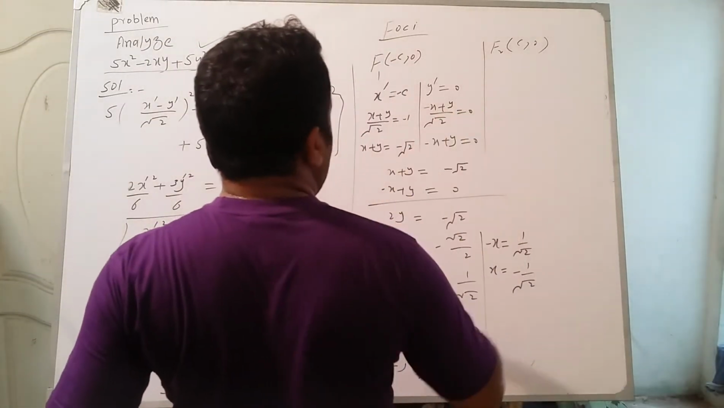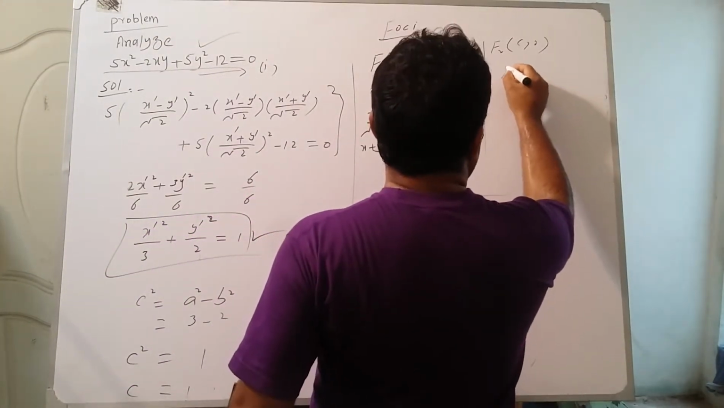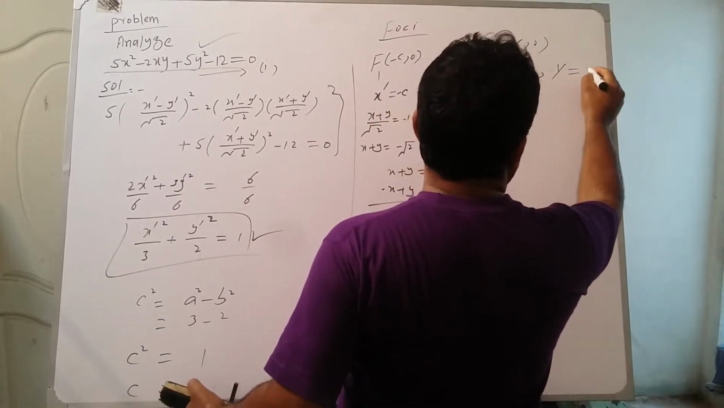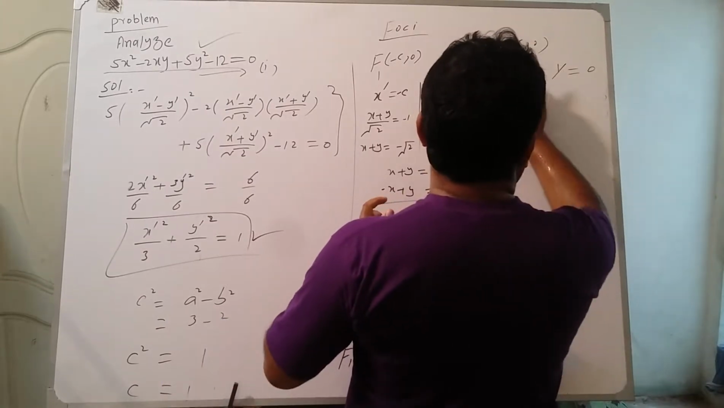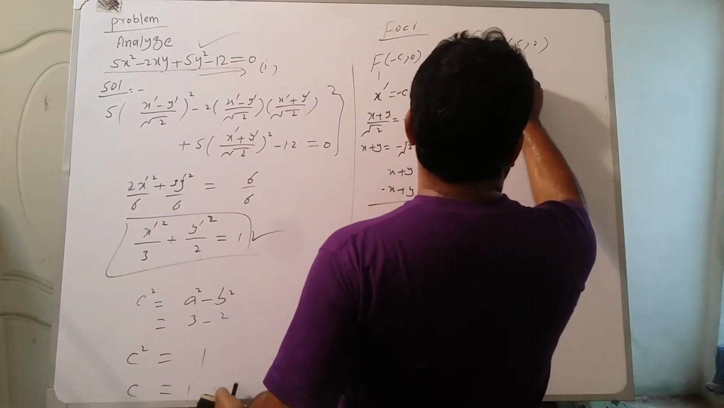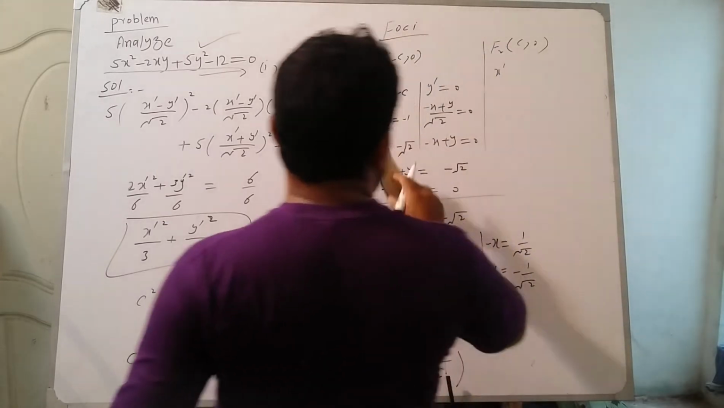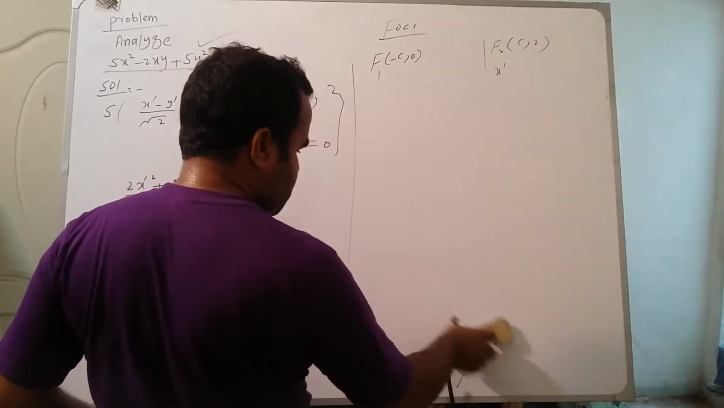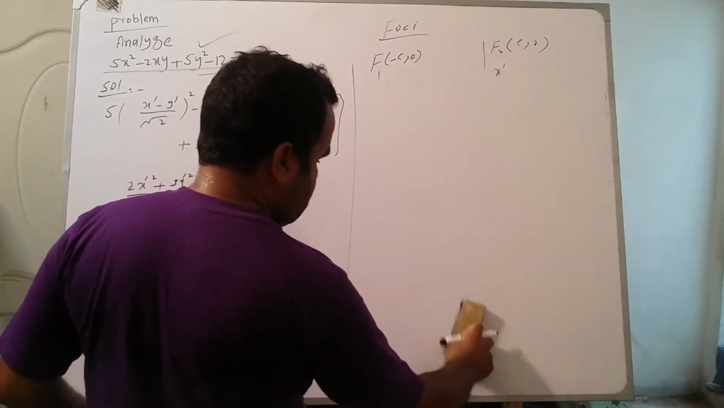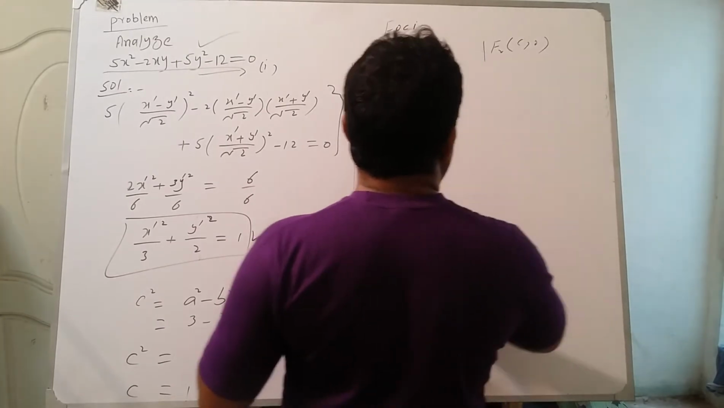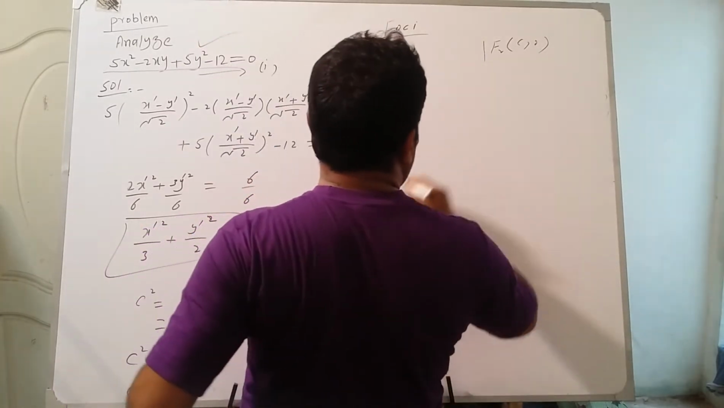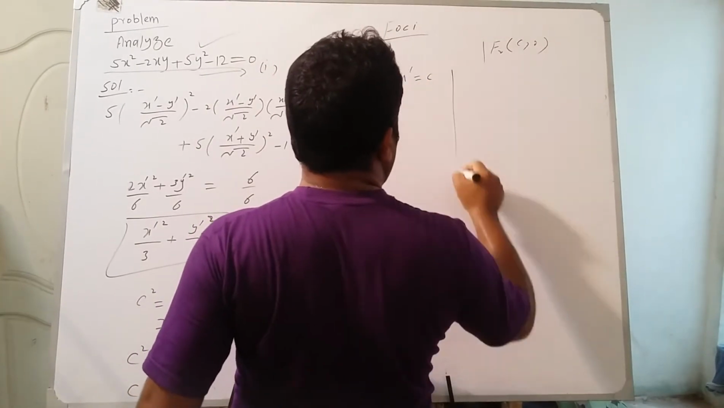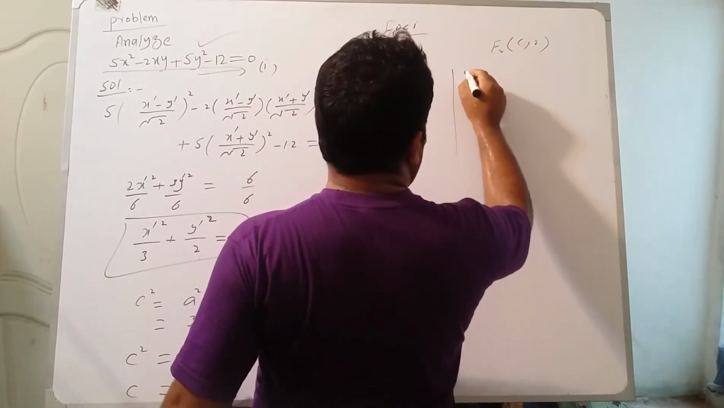What will be f2? We know x is equal to c and y is equal to 0. Okay, I am erasing this one. We want to find f2. x dash is equal to c and y dash is equal to 0.